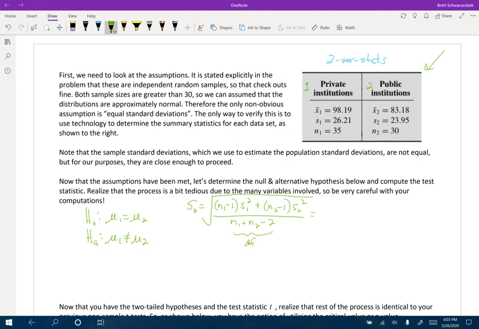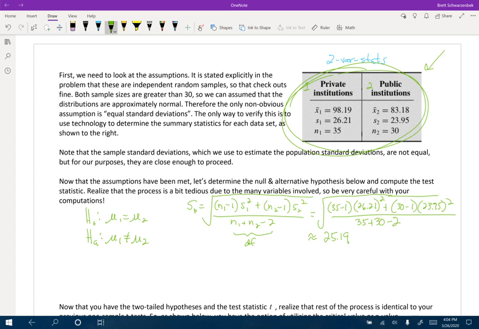Okay, all we have to do now is take the values that we would have calculated up here, and sub them into the formula, believe it or not. So if we do that, we're going to get 35, the first sample size, minus 1 times 26.21, our first standard deviation squared, which would produce the variance. Then we do the second sample stuff, 30 minus 1 times 23.95 squared, all over 35 plus 30 minus 2. If we do this calculation, we are going to get approximately 25.19. You can take that to more decimal places if you want, which would produce less error. I'm just sticking with the 2 decimal place concept that's going on in my data up here.